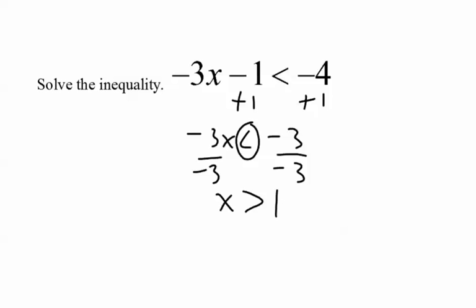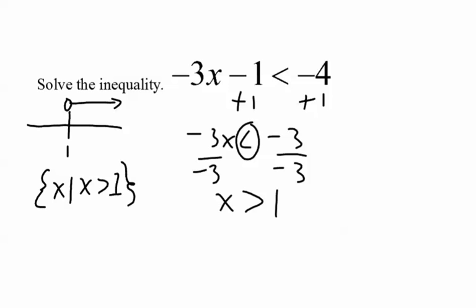So x is greater than 1 on a number line would look like this. Here's 1, open circle, go that way. Okay. Set builder notation, you could do a curly bracket x such that x is greater than 1. And interval notation would just be parentheses 1 comma infinity. Okay.